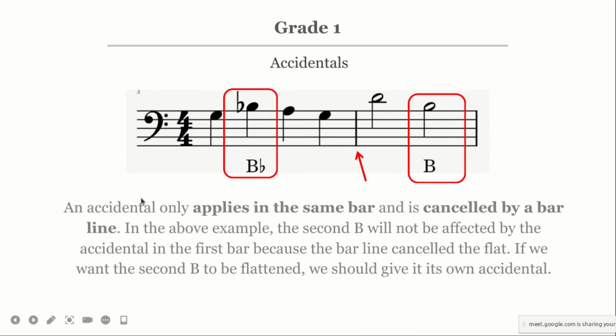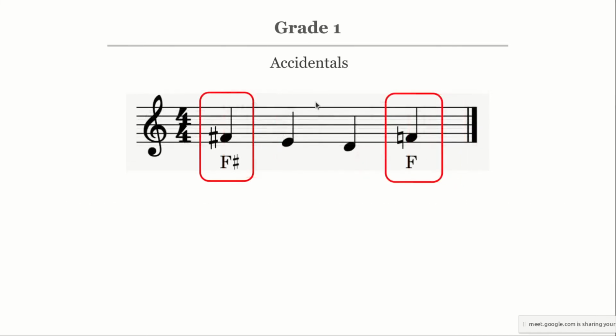Now, another thing is that an accidental only applies within a bar. When there is a bar line, like it's shown by the red arrow, it cancels an accidental. And so the second B in this image is not B flat, because the flat that was here before was cancelled by the bar line. But if this B was in the same bar as the first B flat, then it would be affected by the B flat. I hope that makes sense.